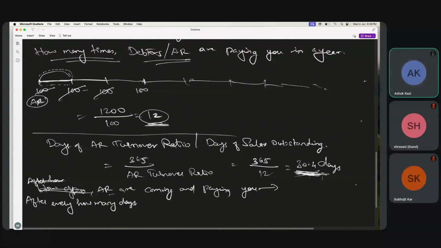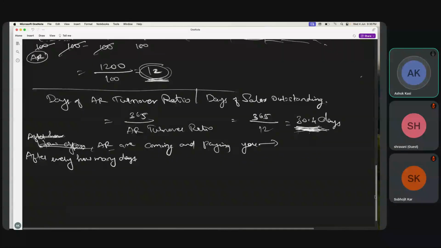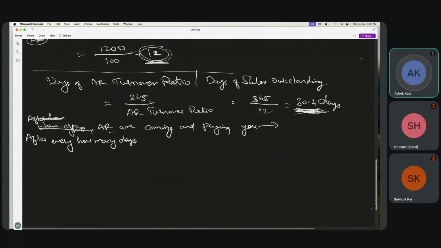Okay, so this 12 and this 30.4 should be at par with the industry standard, which will differ from sector to sector. Okay, or industry to industry, it can differ. Next one is similar thoughts only.